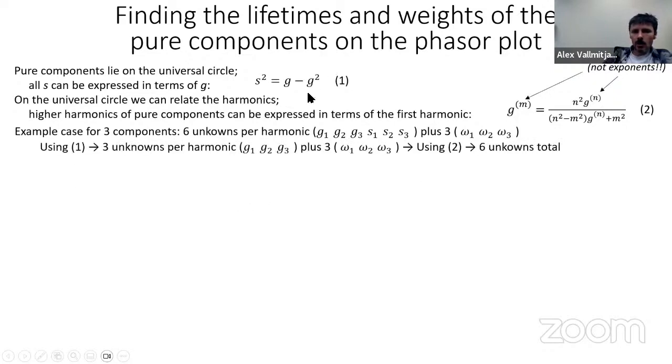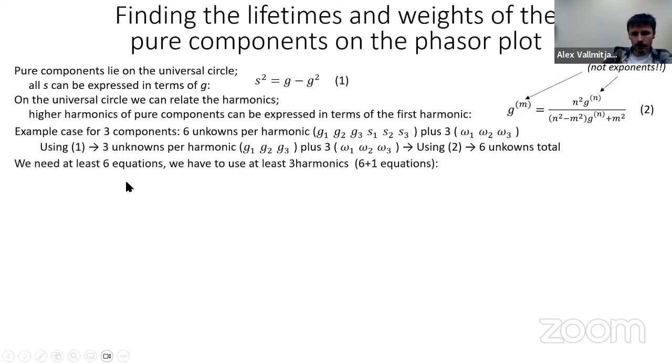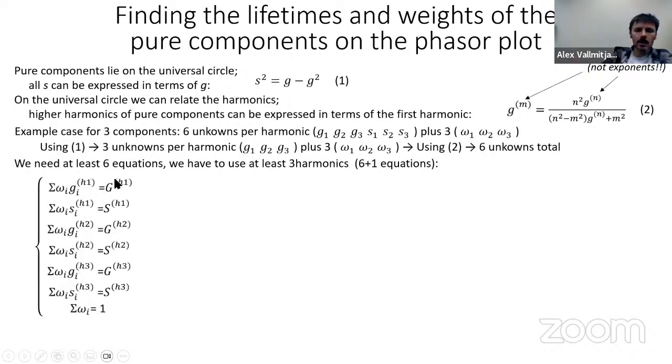Using the relationship in the phasor plot, we can relate all the S's in terms of G's, so we reduce it to 6 unknowns. That means we need 6 equations to solve for these unknowns, requiring at least 3 harmonics, which would give us 6 + 1 equations, as I showed you before. So you have the sum of the G's gives you the capital G in the first harmonic, the same for S's, the same for the second harmonic, and so on. And then the sum of fractions should add up to unity.